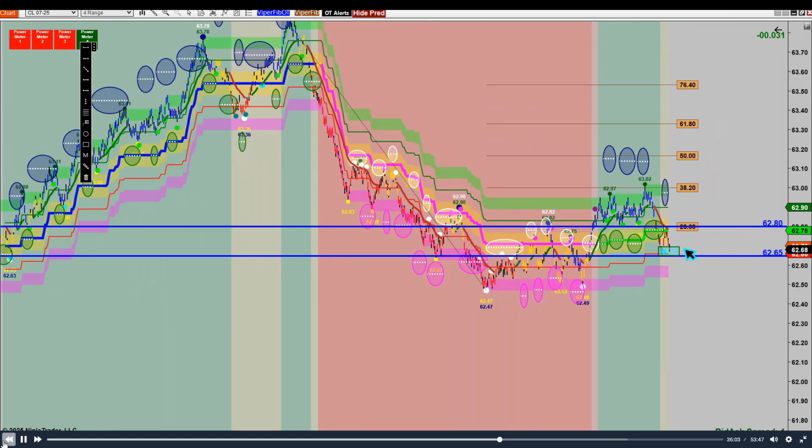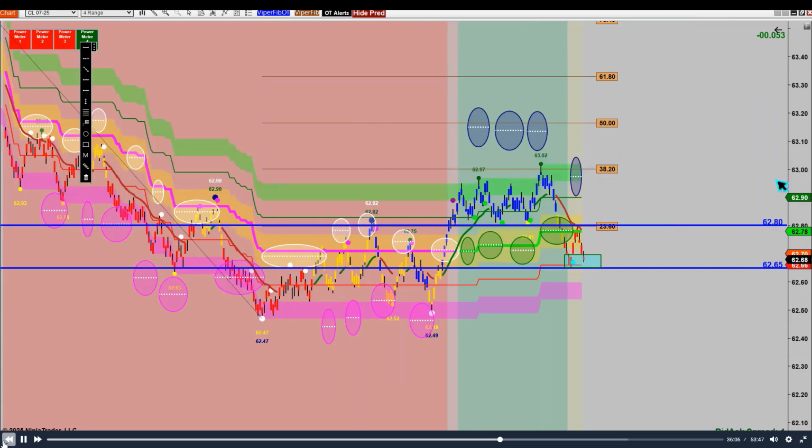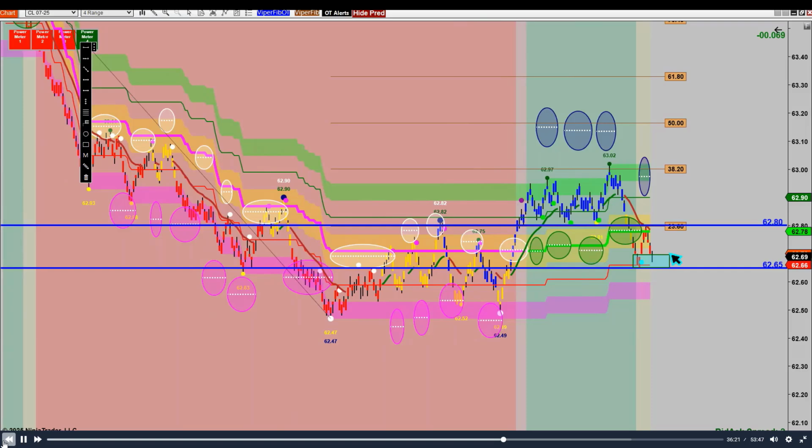Now, in a case like this, I would probably be out of that trade simply because it went out of the box and back in it. Now, if this bar closes up, you're still okay. But you could lose some money. Even if you were in one contract, I don't think that's 10 ticks. So that would probably be a scratch trade.